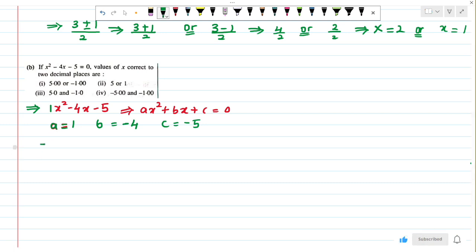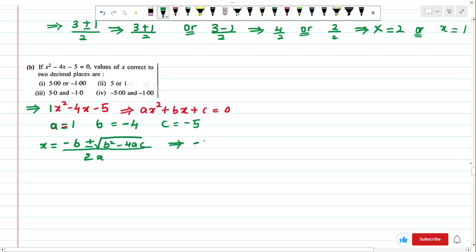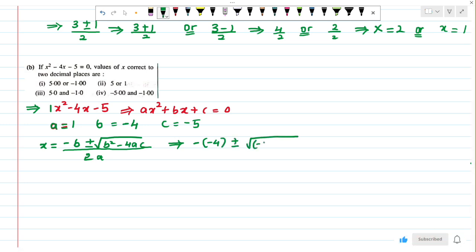So now what I'll do here is I'll substitute the values in the formula, that is x is equal to minus b plus or minus root of b square minus 4ac divided by 2a. Again the same format I'll follow here. So I'll substitute the value of b here. b is minus of minus 4 plus or minus root of b square, that is minus 4 square minus 4 into a is 1 and c is minus 5. So this root, and divided by 2 into a is 1.